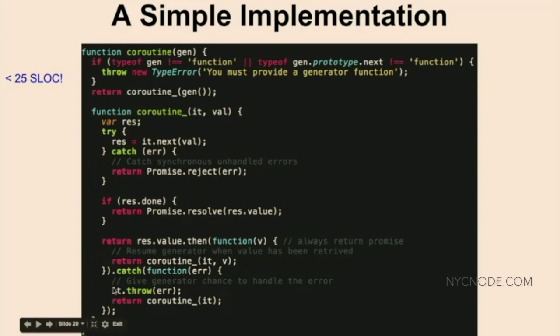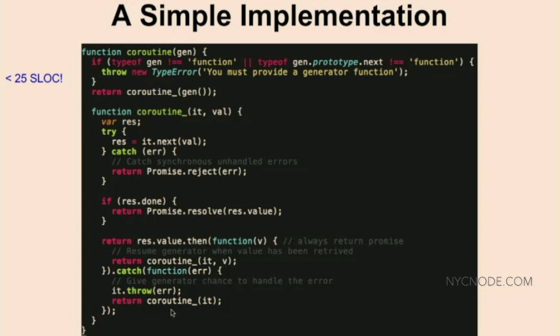Catch is interesting. What catch does is basically let you work with errors in that try-catch way. So what we do here is throw the error inside of the generator using its throw method. If it handles it, we just continue on with the coroutine. But if it doesn't handle it, then that error will propagate up to the context of the function it was called in, and we'll never get to this return, and the promise will just be rejected.